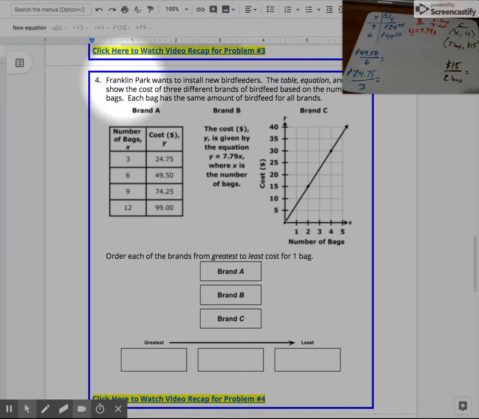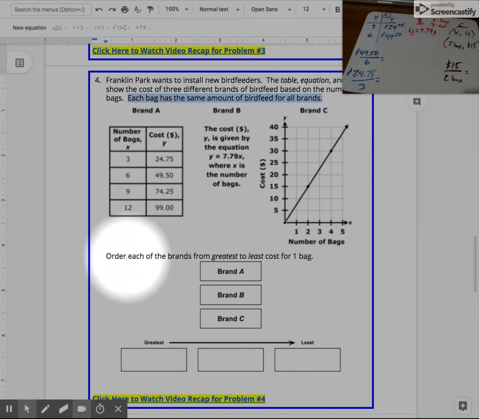Problem 4 says Franklin Park wants to install new bird feeders. They say the table, equation, and the graph show the cost of 3 different brands of bird feed based on the number of bags. We're also told that each bag has the same amount of bird feed for all brands, so we can assume they're all giving us the same amount of bird feed in each bag. It says order each of the brands from greatest to least cost for one bag.